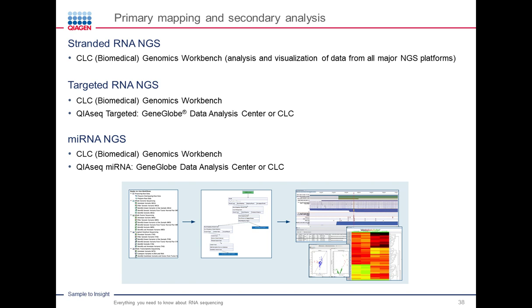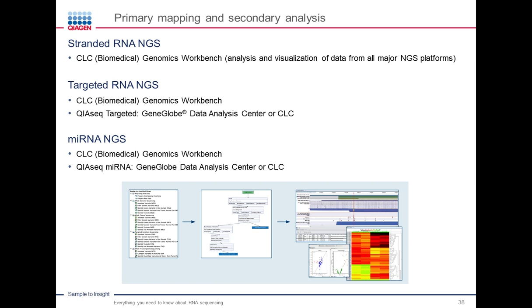So for stranded RNA NGS, we recommend the CLC Biomedical Genomics Workbench. And basically, it allows you to analyze and visualize data from all major NGS platforms. And here we have a workflow picture of CLC at the bottom. There's basically ready-to-use workflows for all types of analysis, whether you're looking for whole genome sequencing, whole exome sequencing, targeted sequencing, whole transcriptome sequencing, even microRNA sequencing. There are pre-designed workflows. And for people like me that don't have the bioinformatic expertise to design your own pipeline, these are very, very favorable.